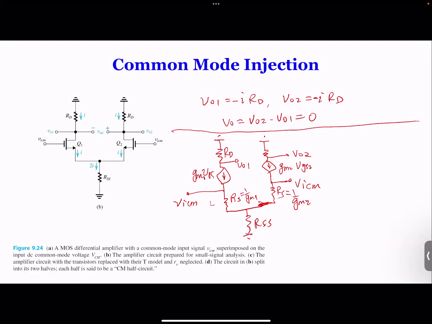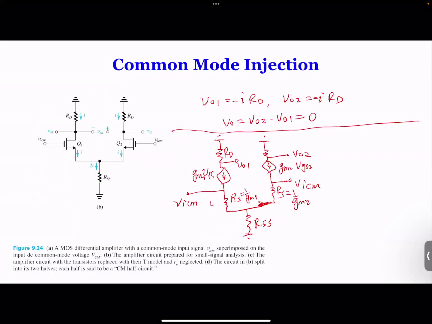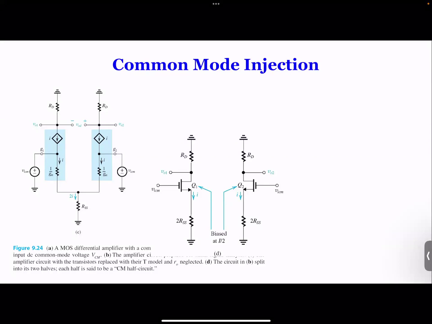And then we can use VO2 is basically the current times this resistance, right? So I redraw the circuit on the next slide, and we can write the equation over here. So in the book, for simplicity, what they're doing is they separate this one into two circuits. The reason is, if you look at the voltage here, the voltage here is 2I times RSS.